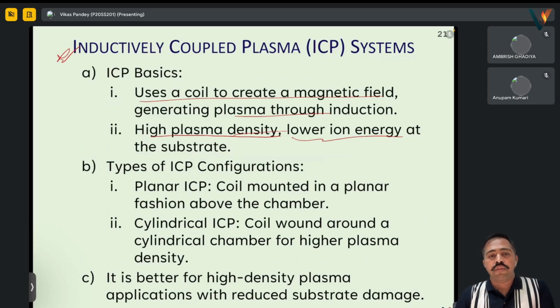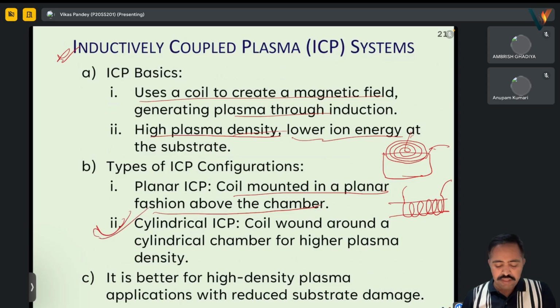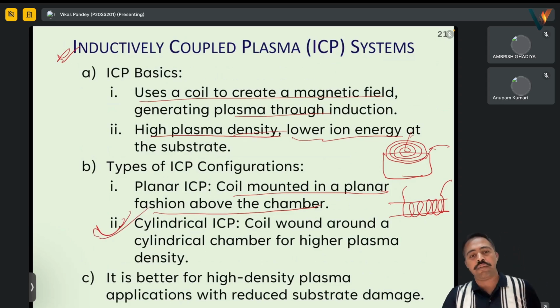There are two types of inductively coupled plasma systems: coil mounted in a planar fashion above the chamber. So we have a chamber, and on the top we have, say, a circular coil kind of pattern. Okay, so this is one configuration. Second one is cylindrical, like I showed. We have a tube, and on the tube we have such structures wound over it for higher plasma density. So this cylindrical ICP will actually generate higher plasma density.